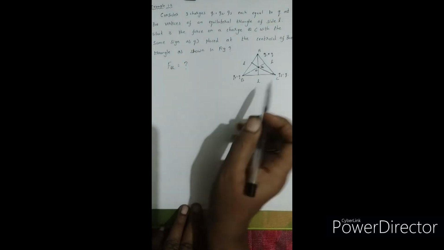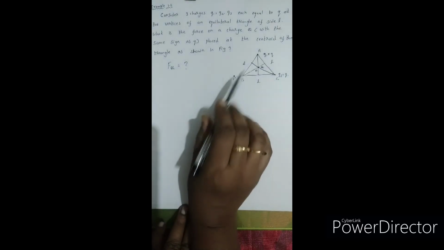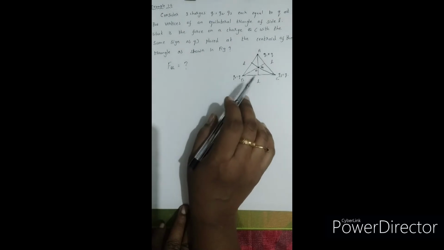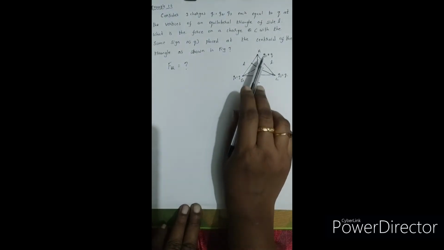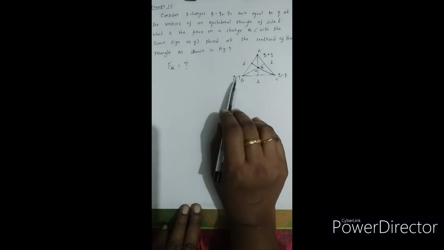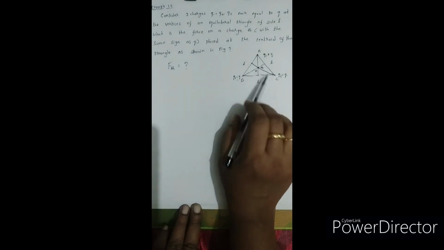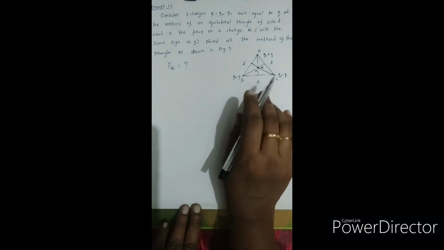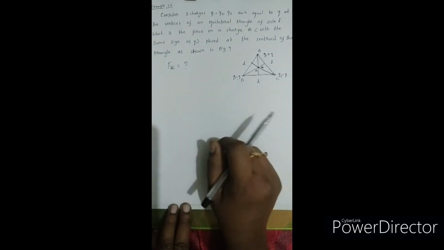So before finding the total force on capital Q, we have to write an expression for the force on capital Q due to Q1. Then we will write an expression for the force on capital Q due to Q2, and the force on capital Q due to Q3, and according to the superposition principle we will add them together and find the force on capital Q altogether. So let's do it one by one.